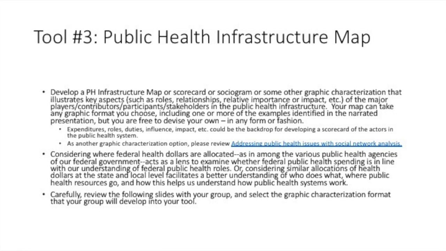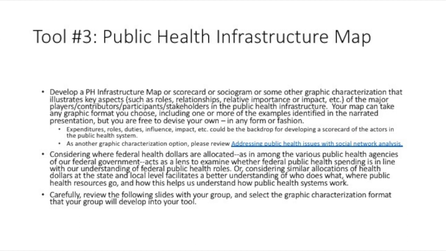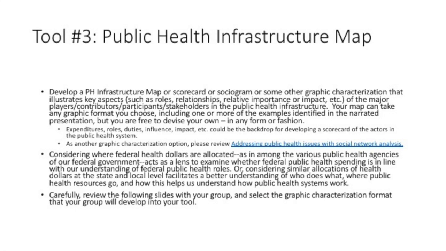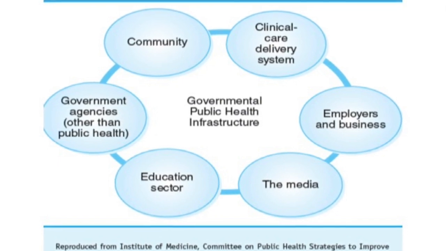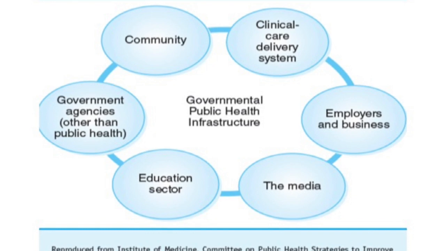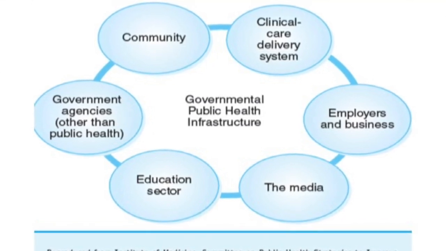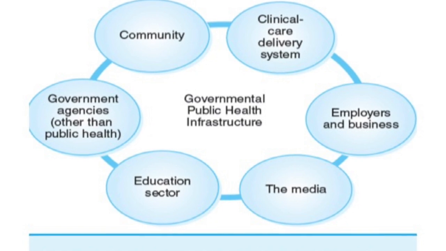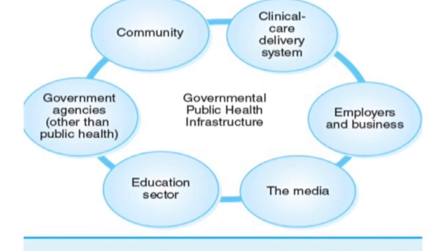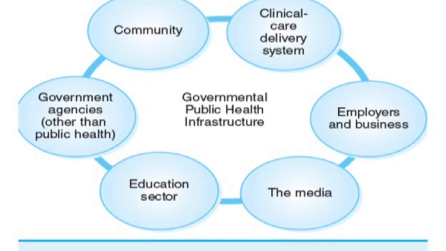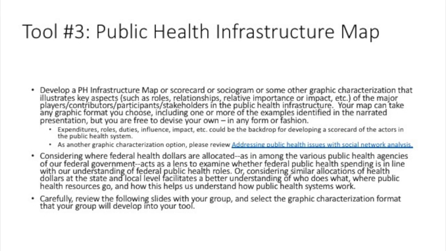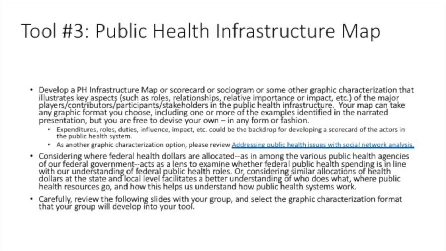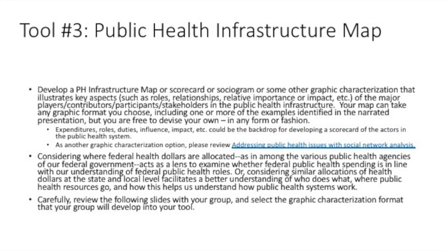In this activity, you have an opportunity to illustrate key aspects such as roles, relationships, and the relative importance or impact of major players, contributors, participants, and stakeholders in a public health infrastructure. Your map can take any graphical form you choose, including one or more of the examples identified in this presentation. For example, you can draw a map using different symbols, or a scorecard, or a sociogram. In the map, you need to indicate the expenditures, roles, duties, influence, impact, anything that can be used for developing a scorecard indicating these actors that play an important role in the public health system.